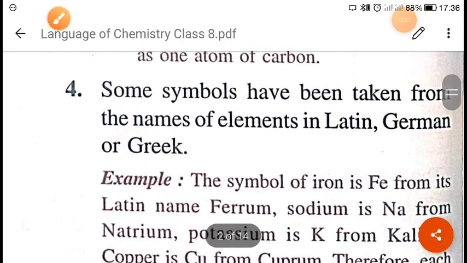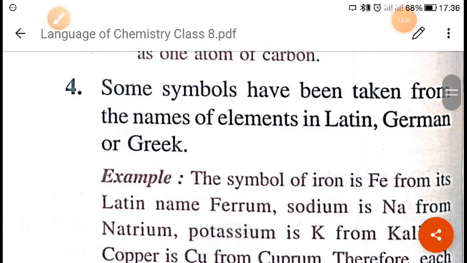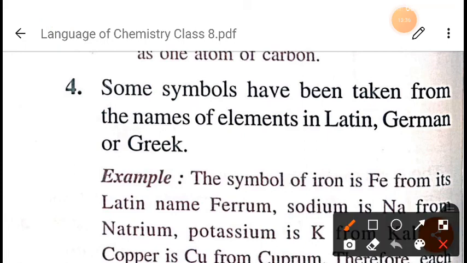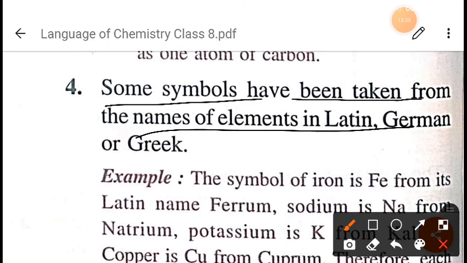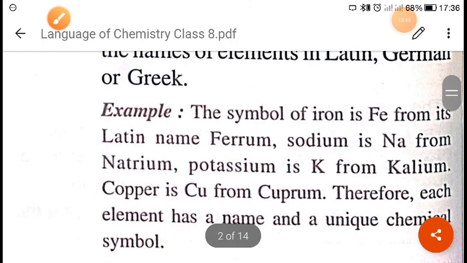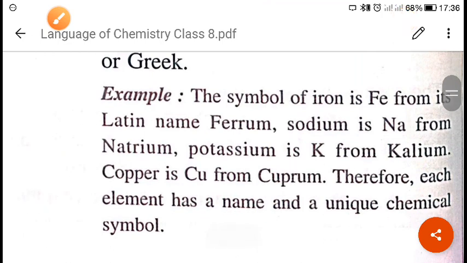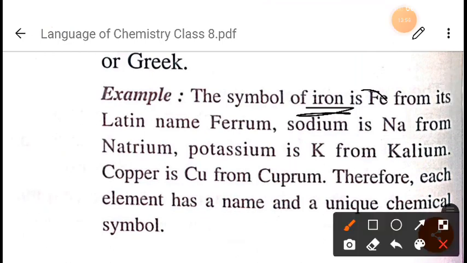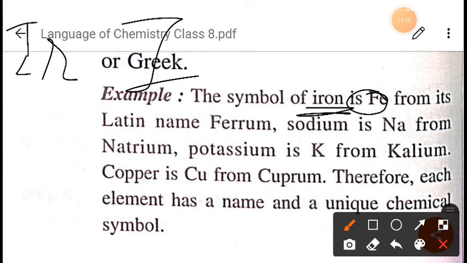Now next is number 4. Some symbols have been taken from the names of the elements in Latin, German and Greek, because for some elements the symbol is not taken from the English letters. Why? Because the names were becoming the same. The first, very famous element is iron, which is denoted by Fe. Iron should be denoted by Ir, or by Io or In, but it is not like that.